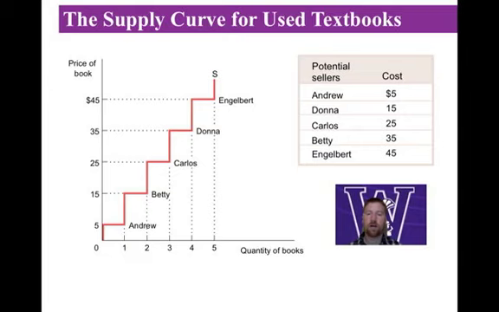Here is a supply curve for different producers. We have Engelbert, Donna, Carlos, Betty, and Andrew. And you can see how much they would be willing to sell their textbooks for. So Engelbert's willing to sell his for $45, Donna $35, Carlos $25, Betty $15, and Andrew $5 for their used.